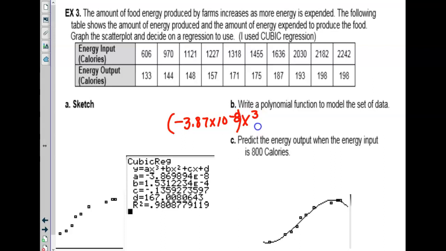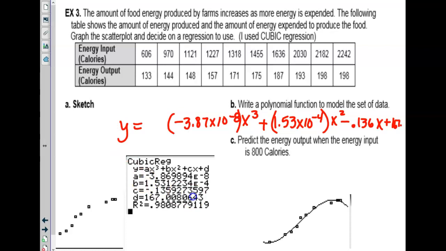But you can't make it 0, because then there won't be an x cubed. And it's plus B, which is 1.53 times 10 to the negative 4 x squared, plus C, which is actually minus 0.136. I'll go 3 places on that one. x plus D is 167. I'm going with 167 because I'm out of room.